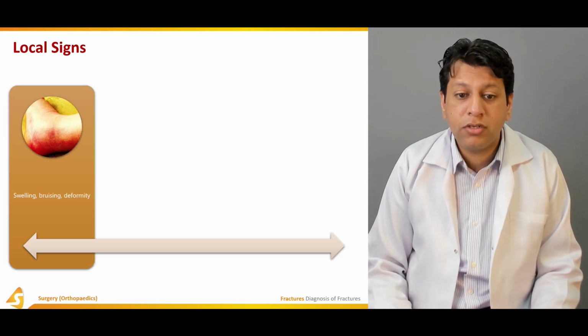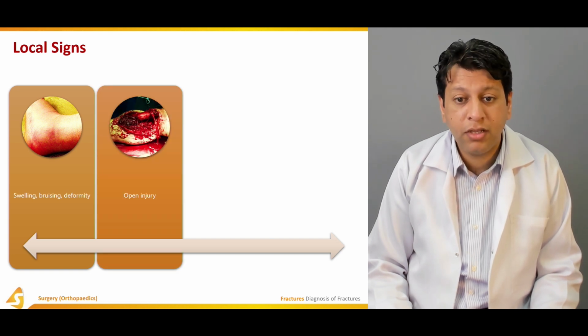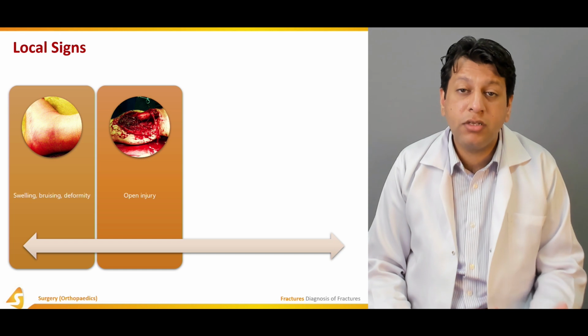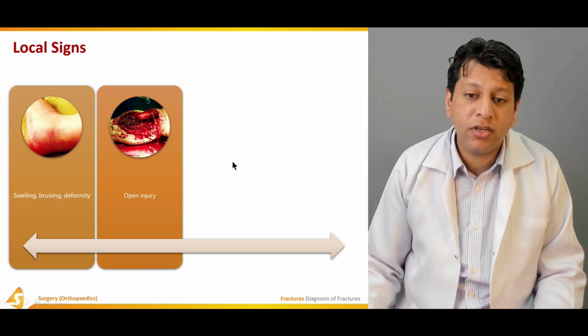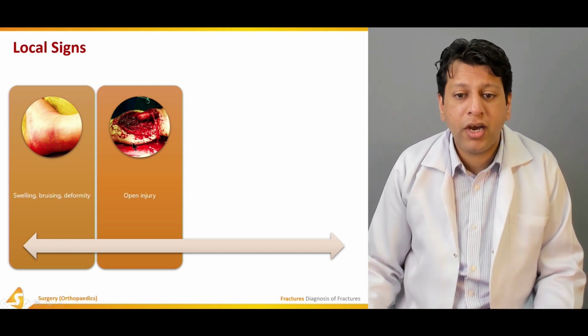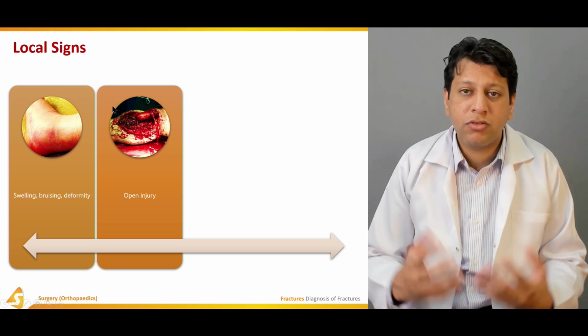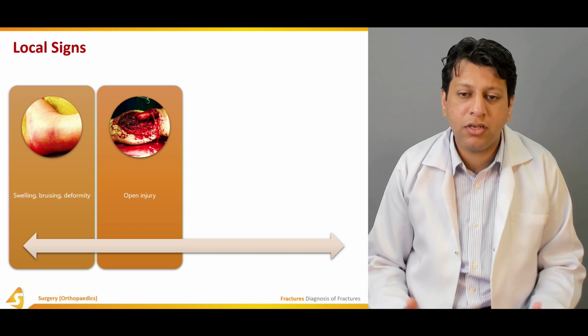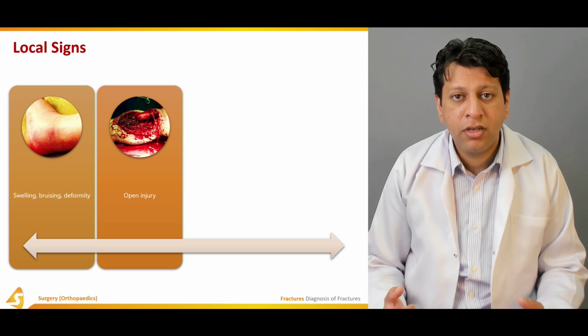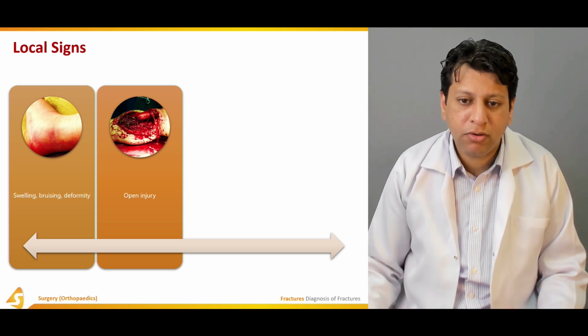Now coming to the local signs. Local signs would include swelling, bruising, and deformity. There could be an open injury. This kind of injury is classically high energy trauma, especially in the case of the femur. If you see this, it is very visible that there is definitely an open, comminuted, and contaminated femur fracture, and we need to do something about this.